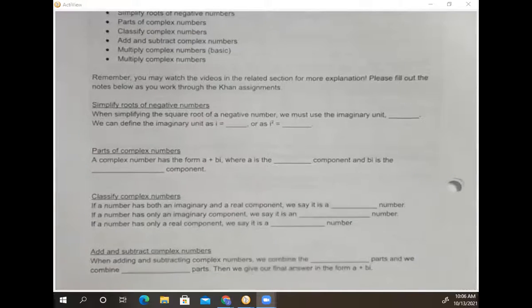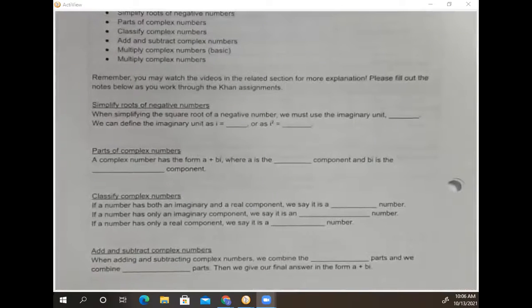Tomorrow, again, we're going to do some more practice with our complex and imaginary numbers. I do want you to pay special attention in the video where he talks about classifying complex numbers. For Khan, I believe that they ask you to categorize everything as a complex number. And then additionally, if it's only real, you would say that it's real. If it's only imaginary, you would say that it's imaginary. That's a little bit different than what I would ask you to do in class. So make sure you pay special attention to that on your video.